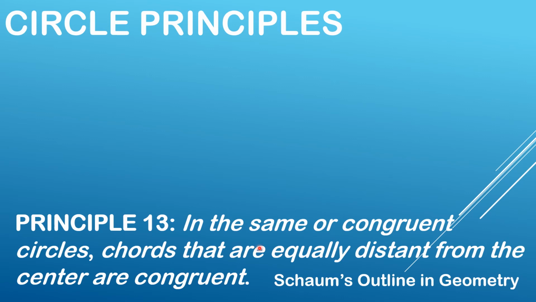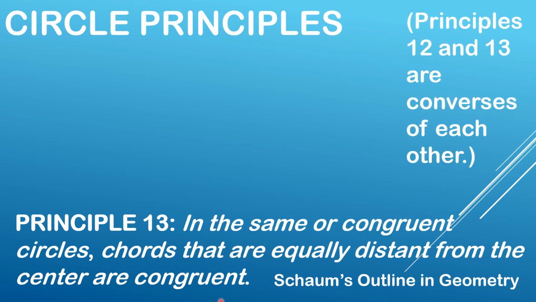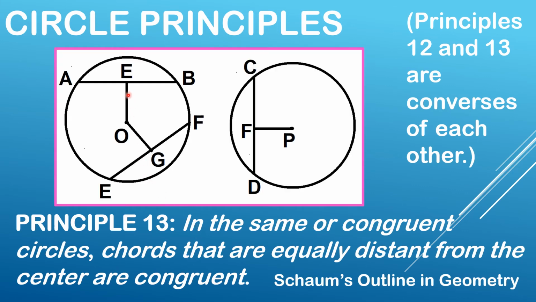Principle 13. In the same or congruent circles, chords that are equally distant from the center are congruent. So principles 12 and 13 are converses of each other. So this is the converse of principle 12, such that if these chords are equally distant from the center, then these chords must be congruent. If these chords are equally distant from the center, then these chords CD and AB or EF are congruent.